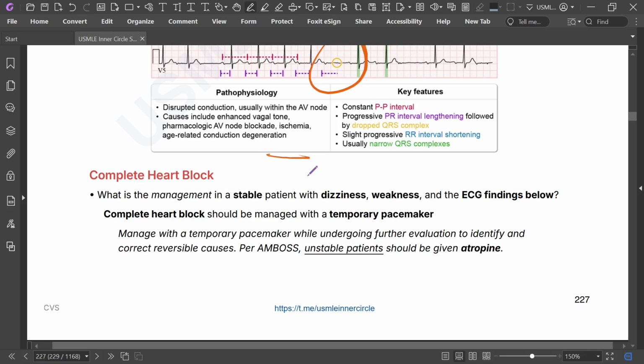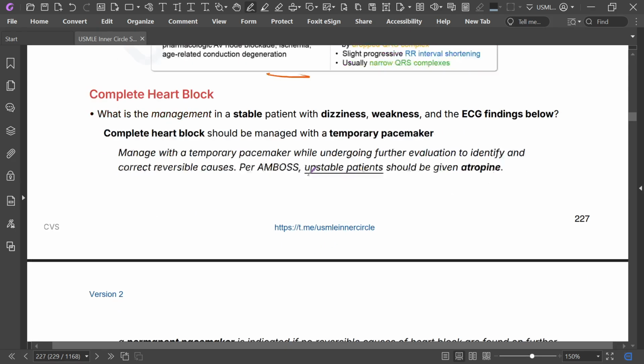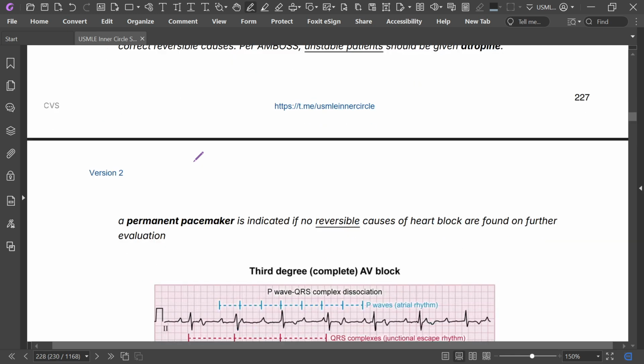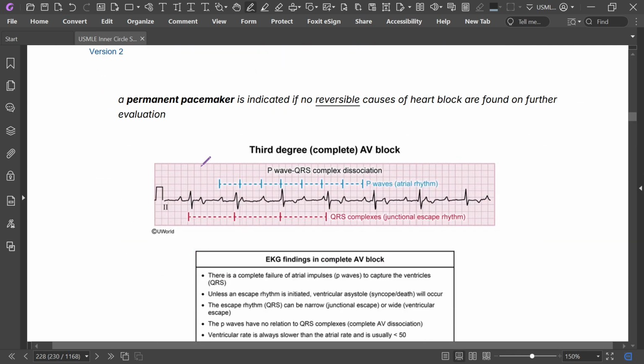Complete heart block: what is the management of a stable patient with dizziness, weakness, and abnormal ECG findings? Complete heart block should be managed with a temporary pacemaker, with evaluation to identify a reversible cause. Unstable patients should be given atropine. A permanent pacemaker is not indicated if no irreversible cause of heart block is found on further evaluation.